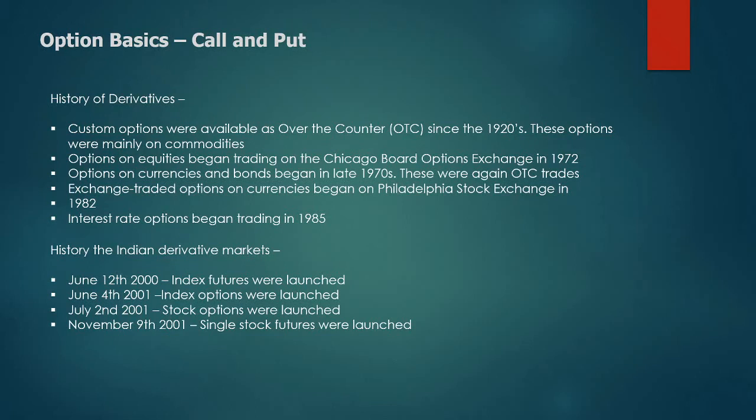After seeing that options are very useful in hedging, and as demanded by many FIs and institutional investors, on July 2nd, 2001, stock options were also launched, and 9th November 2001 is the date when stock futures were launched. So derivative markets have been traded from 2001 until today. It's almost 19-20 years since the derivative market has been active in India.